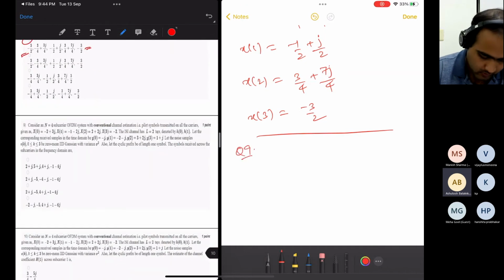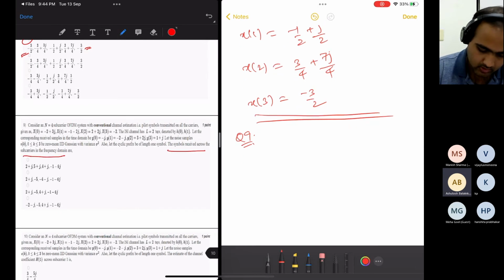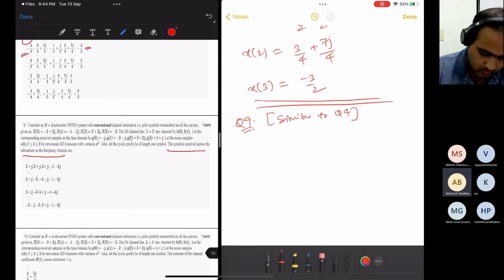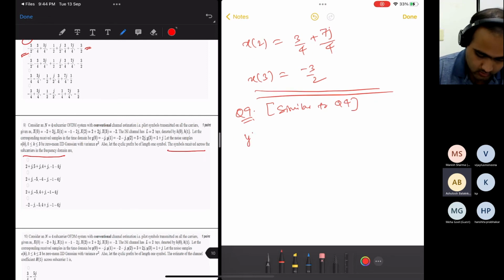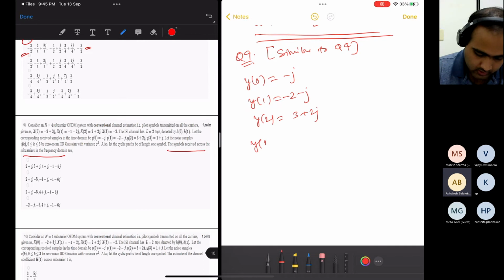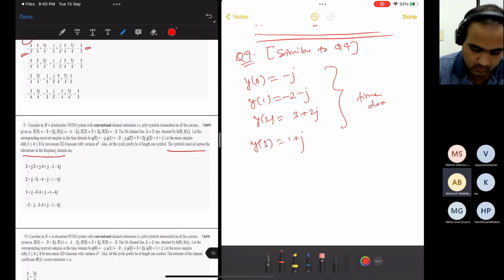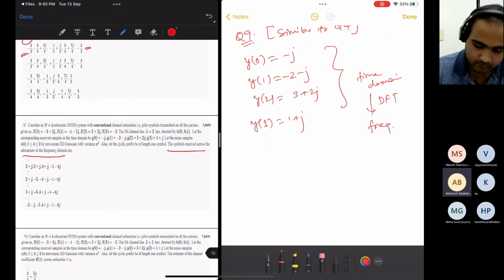Question 9. The symbols received across subcarriers in frequency domain. So now again, this is similar to question 4. So let's just write this. You have y0 is -j, y1 is -2 minus j, y2 is 3 plus 2j, y3 is 1 plus j, and these are in time domain, right? These are in time domain, and you need to convert them into frequency domain. And how will you do that? You will be using the DFT, right?